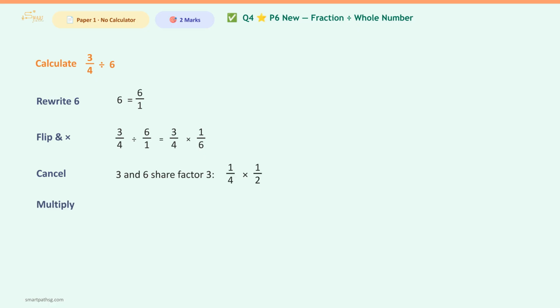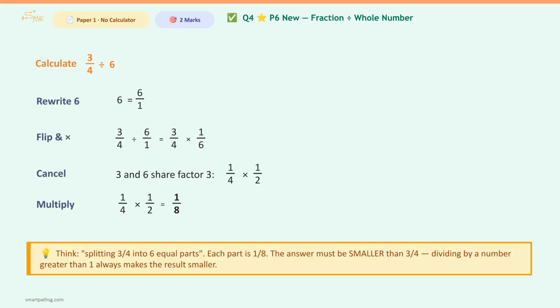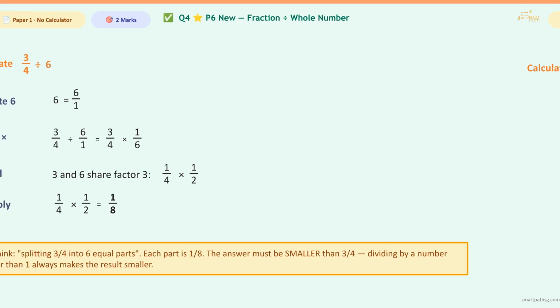Step 4. Multiply. Multiply the numerators. 1 times 1 equals 1. Multiply the denominators. 4 times 2 equals 8. The final answer is 1 over 8. Think about it. You are taking 3/4 of a pizza and splitting it into 6 equal parts. Each part must be small. Remember, dividing by a number greater than 1 always makes the result smaller.